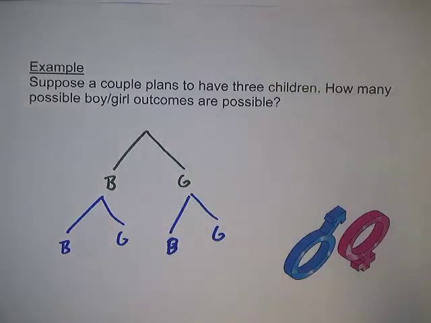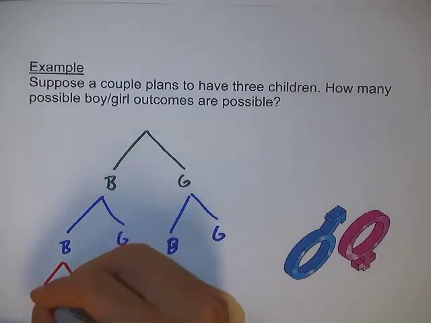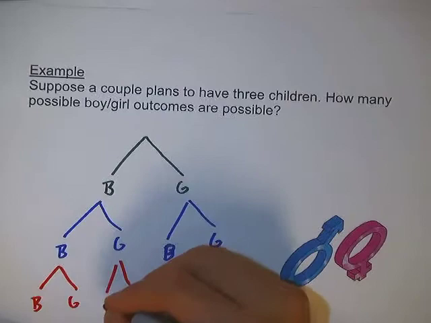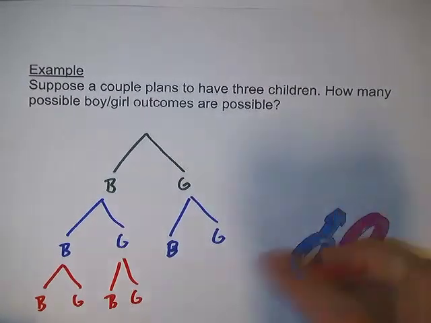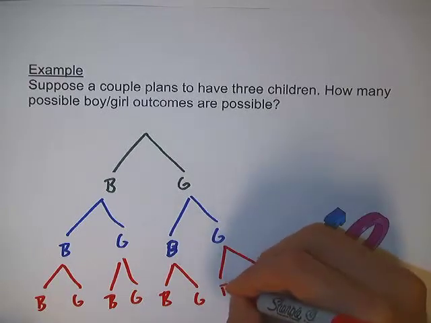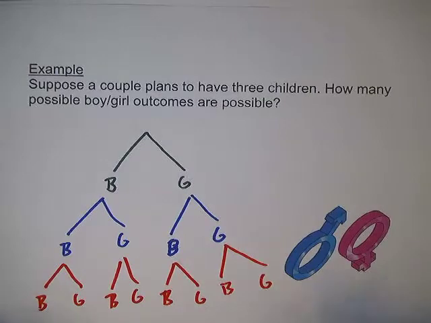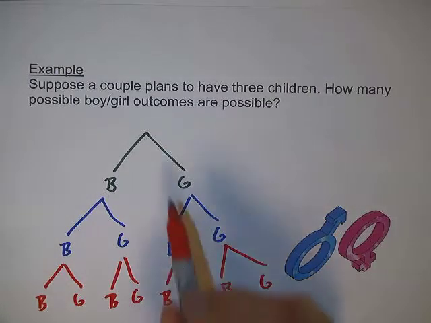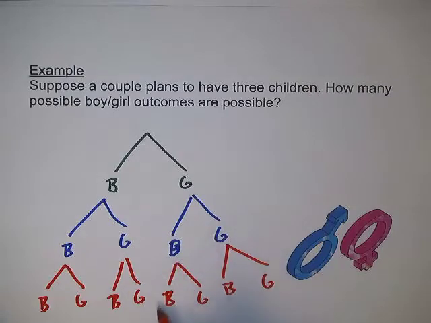Now let's also do it for the third child. Same thing: boy, girl, boy, girl, boy, girl, boy, girl. If you read this branch, the oldest child would be a girl, the middle child would be a boy, and the youngest child would be a boy. If we went to this branch here, it'd be girl, girl, girl. All three children would be girls. So what we end up with is 1, 2, 3, 4, 5, 6, 7, 8 possible outcomes.